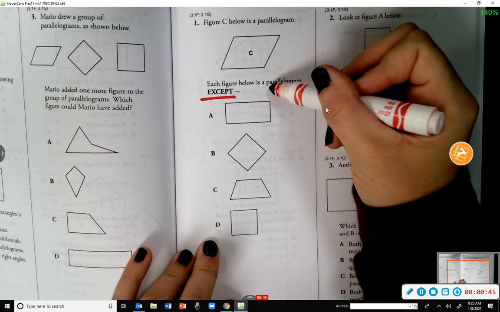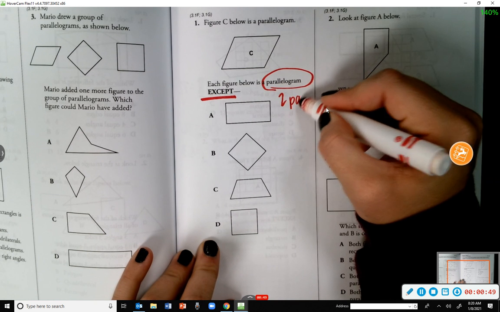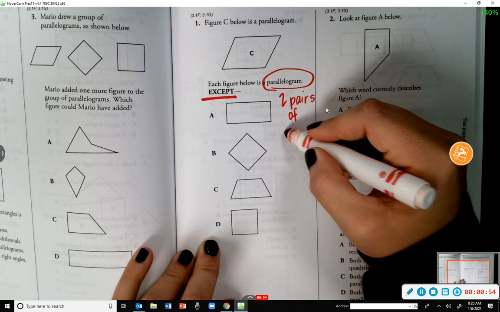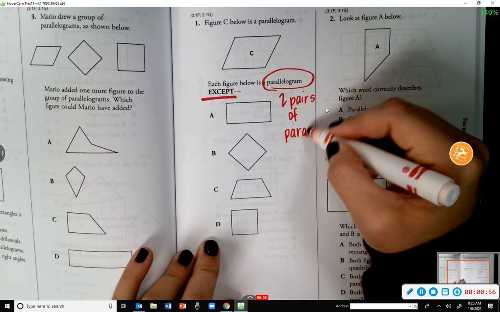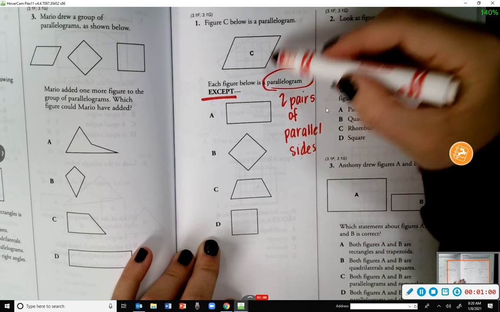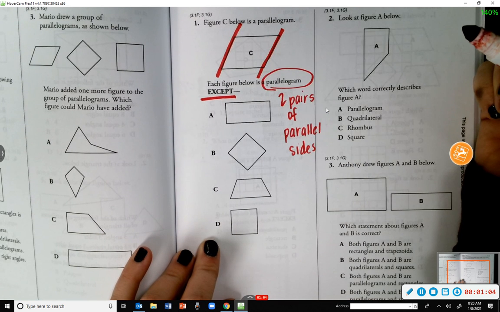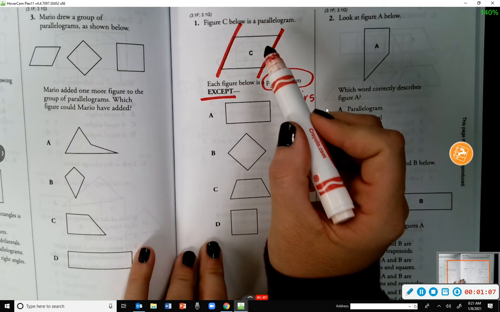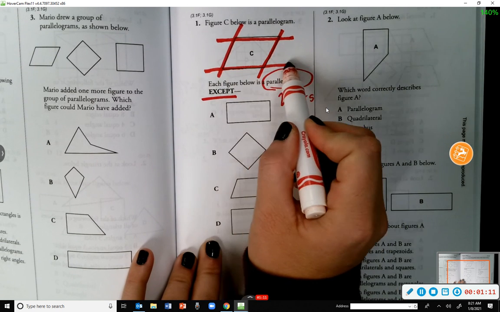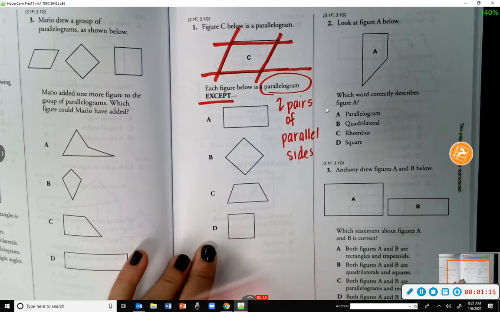So remember, to be a parallelogram, it has two pairs of what? Two pairs of parallel sides, okay? So the left and the right on this one are parallel to each other, meaning they're never going to intersect. And the top and the bottom will never intersect, even if they go on forever and ever. Okay, so let's look at A.